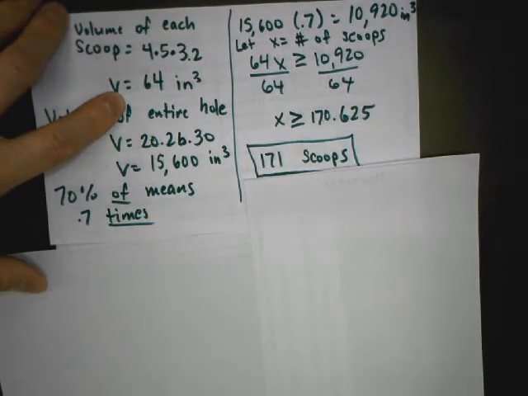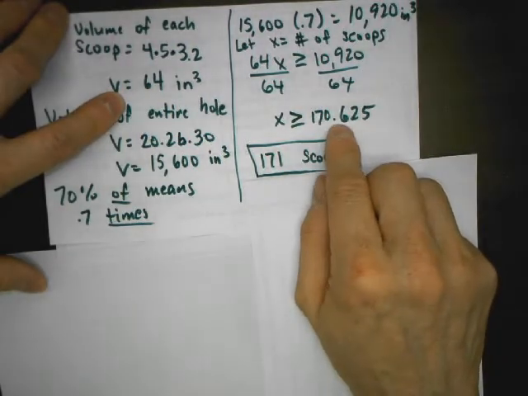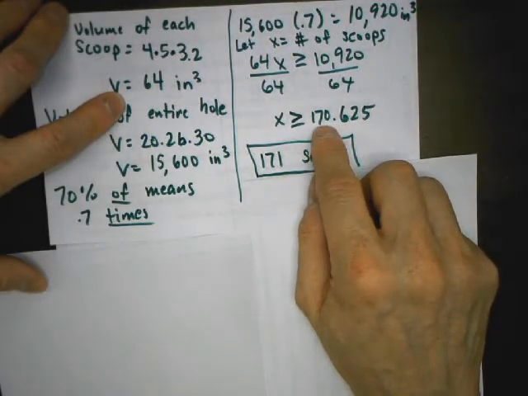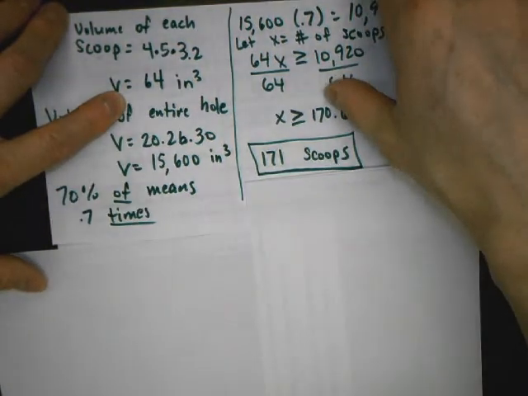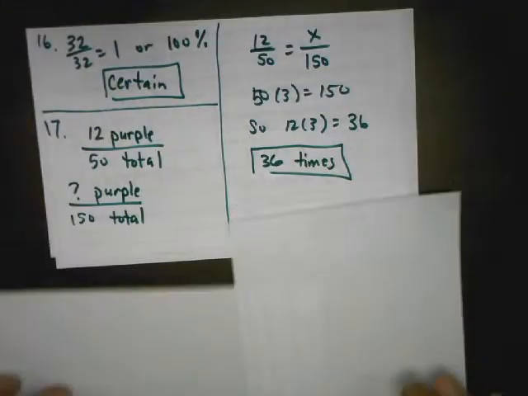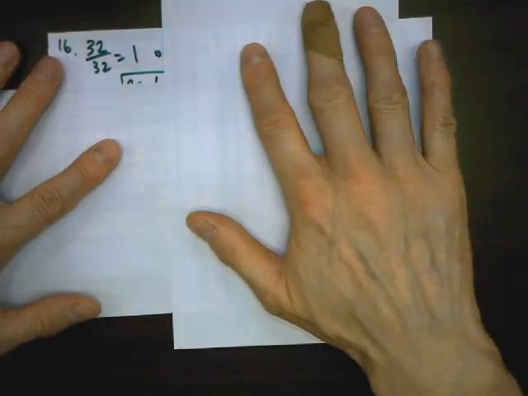It takes 171 scoops. Now, even if that said 0.3, I would still round up, because even though that would mathematically round down, the hole still wouldn't be filled. So you'd always round up in this situation. That's why I use an inequality. If the inequality part confuses you, just don't even use it. That's fine. Just remember, always round up in that problem.